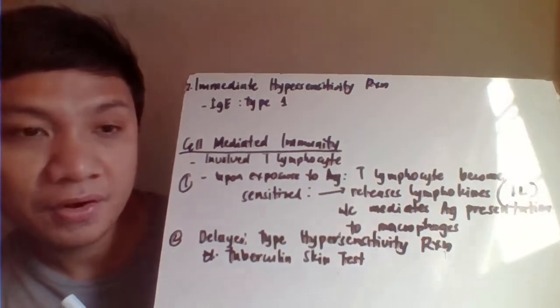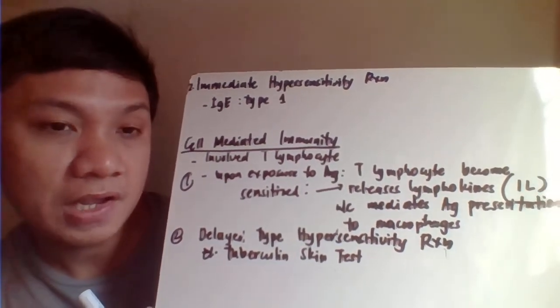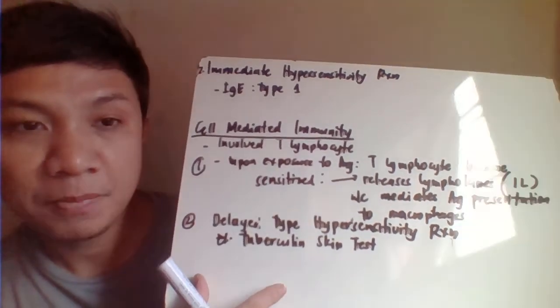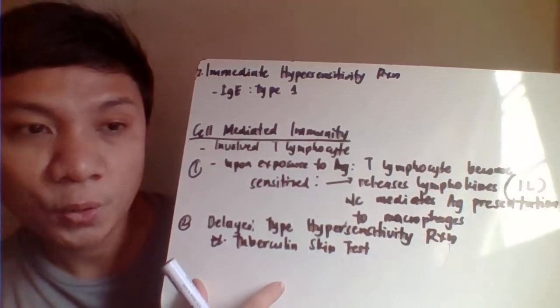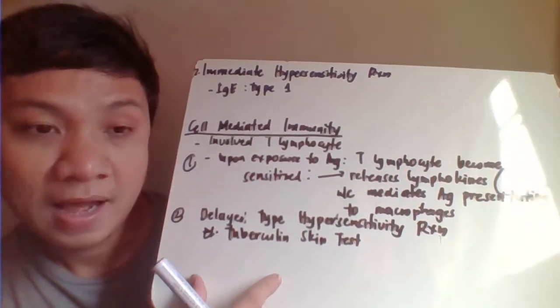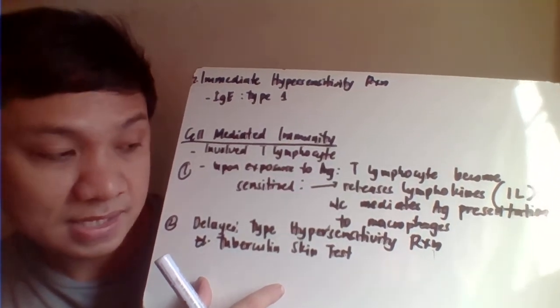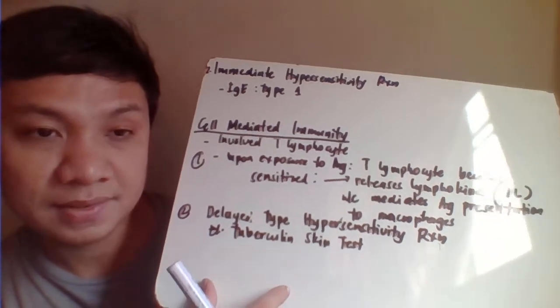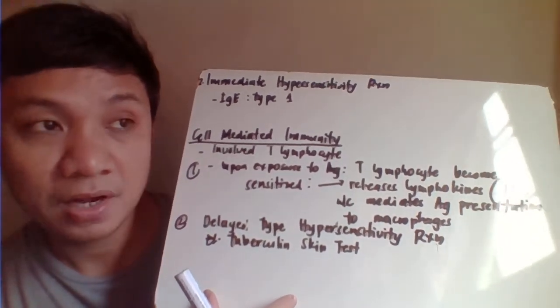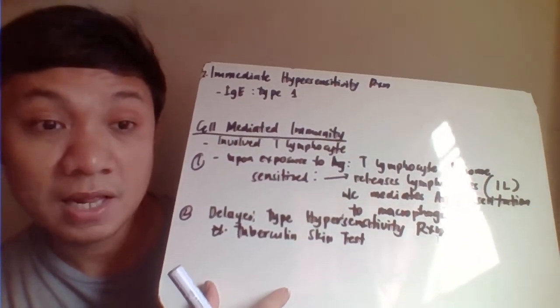Another type of your cell-mediated immunity, we have here your delayed type hypersensitivity reaction. So, this is your type 4 hypersensitivity reaction. This one involves our T lymphocytes. Example, we have your skin tests. Again, this is a type of your allergic reaction, and this one is your cell-mediated immunity.